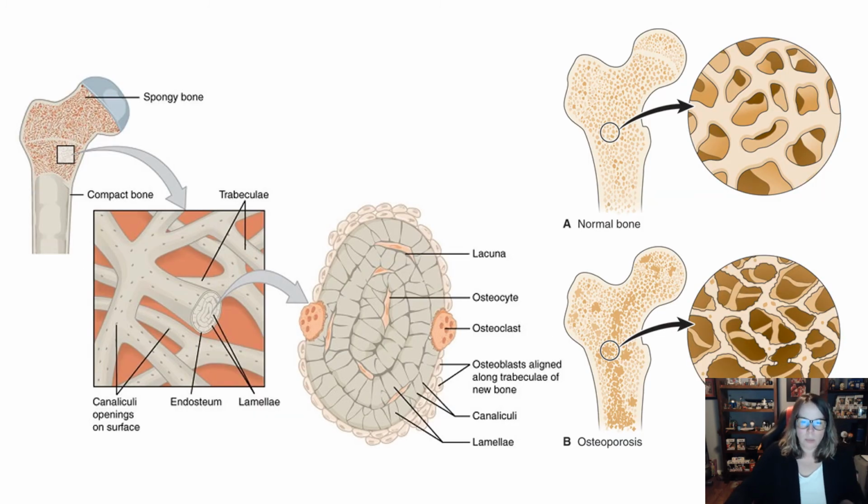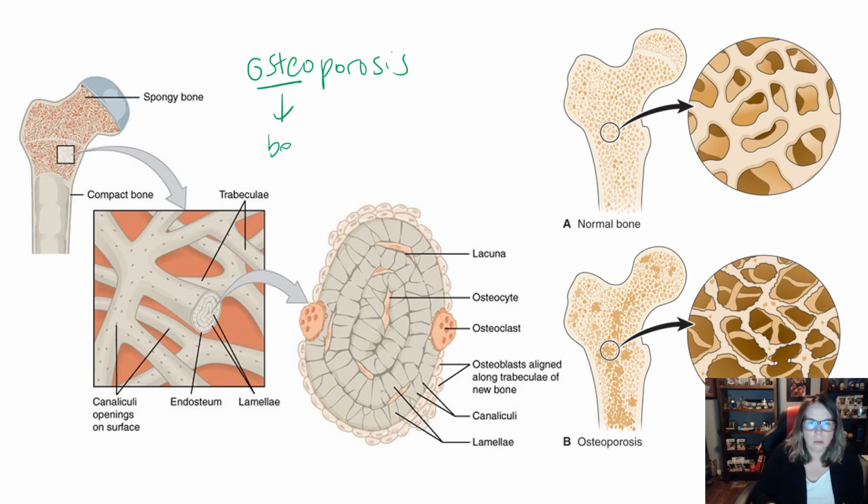Now, while we're on the topic of spongy bone, I want to talk a little bit about osteoporosis. So osteoporosis, many of you have probably heard of. You may know someone that has it. You yourself may be diagnosed with this. So it's osteoporosis. So once again, osteo is bone. Porosis, it sounds like porous.